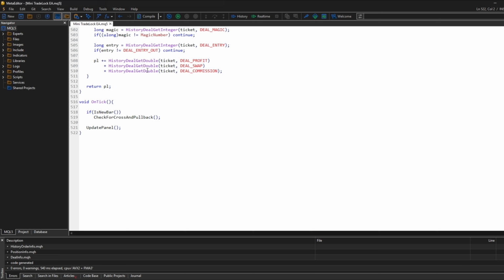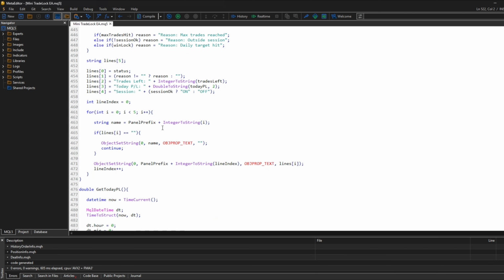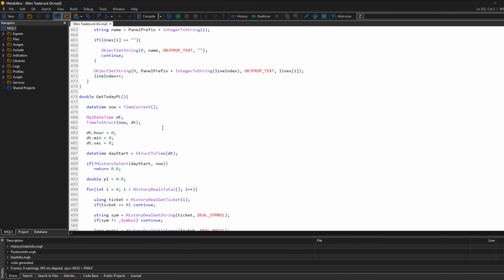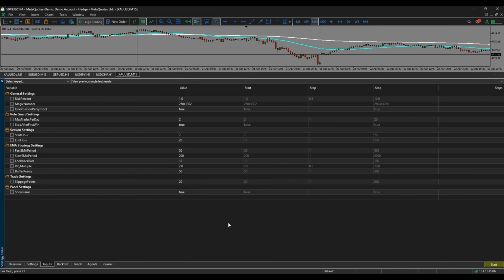But yeah, so now what we can do is go over to MetaTrader 5 and make sure that it is working. Okay, so here we have the inputs: the risk percent, the magic number, the 1 position per symbol, max trades per day, which is set to 2, stop after first win, which is true. We're going to start it at 7 AM until 8 PM. And then we have the EMA settings, the 50, the 200, the look back bars is set to 10, which means we're going to place the stop loss at the highest high or the lowest low over the past 10 candles, and we're targeting 2R.